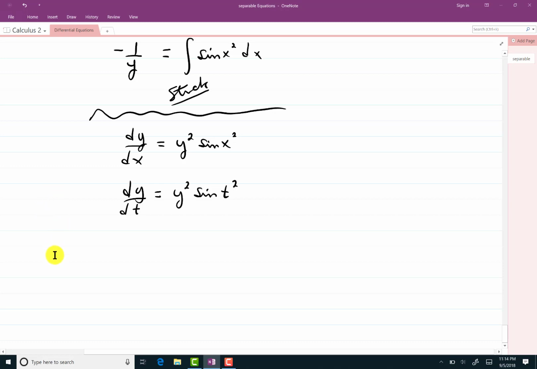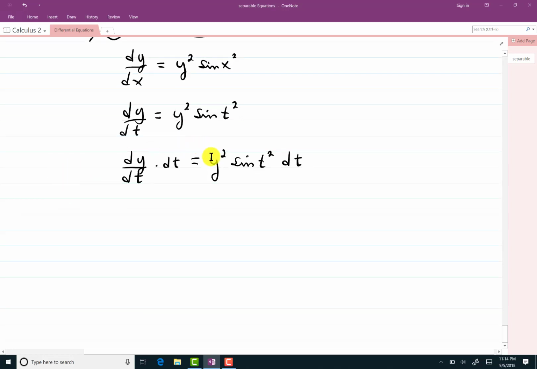Then what I'm going to do next is multiply both sides by dt. dy over dt times dt, same with the right, y squared sine t squared dt. Notice I'm not canceling or anything like that. I have a reason for that. I'm going to divide by y squared, and I'll end up with y to the negative 2 dy over dt times dt equals sine of t squared dt.